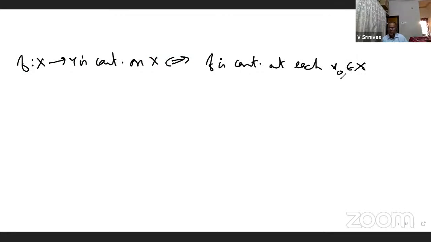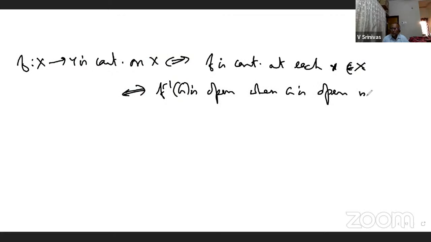Here you don't need to write suffix 0 because x is each, we are saying it is varying. So you don't need to put a particular value. At each and every small x of capital X. Now, in fact, you can show that this continuity property is equivalent to this property: F inverse of G is open whenever G is open in Y. See, F is mapping X into Y.